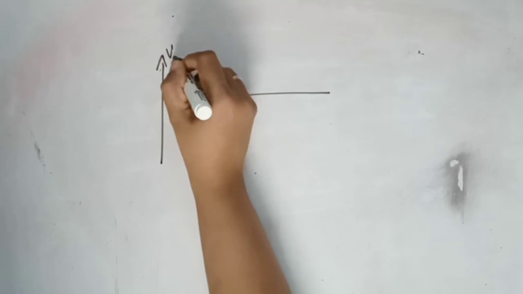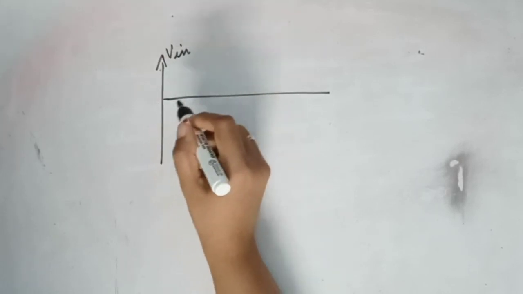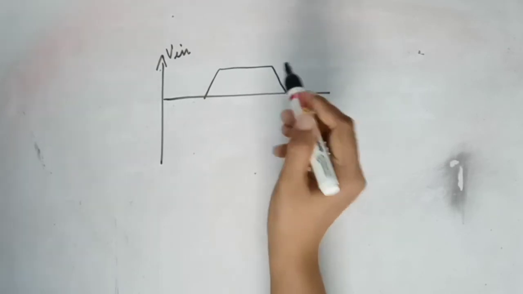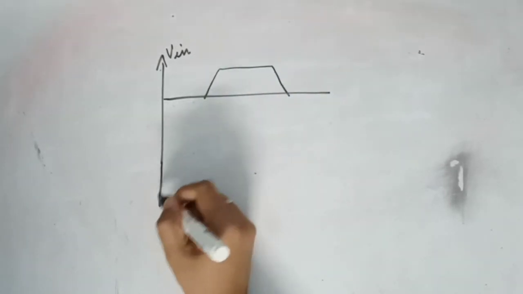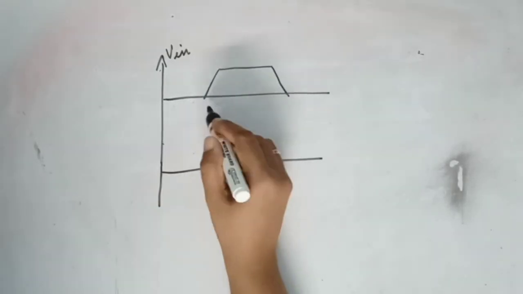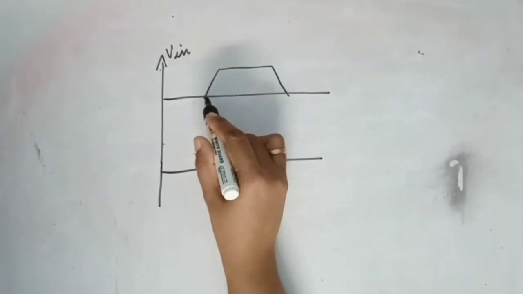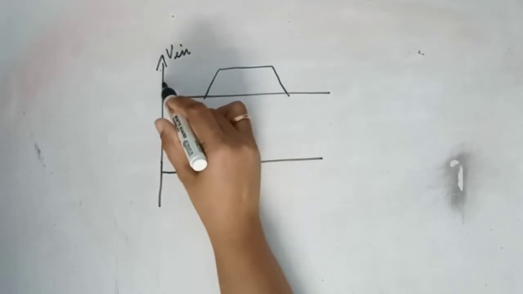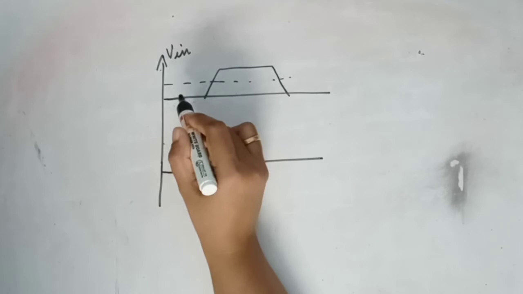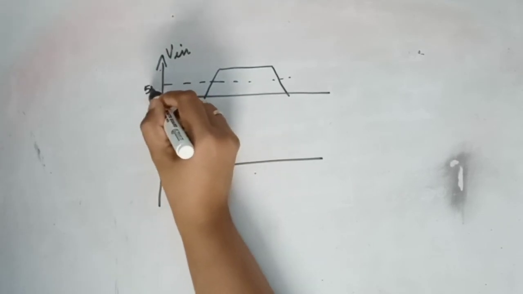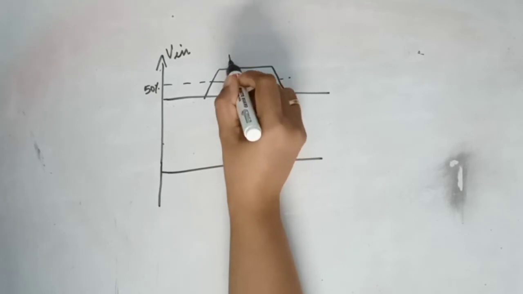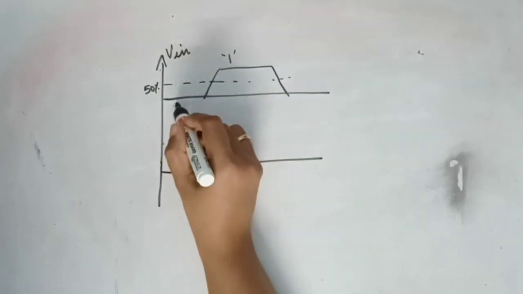Now we talked about the propagation delay. Suppose this is 50% of the whole thing. This is logic 1. This is logic 0.